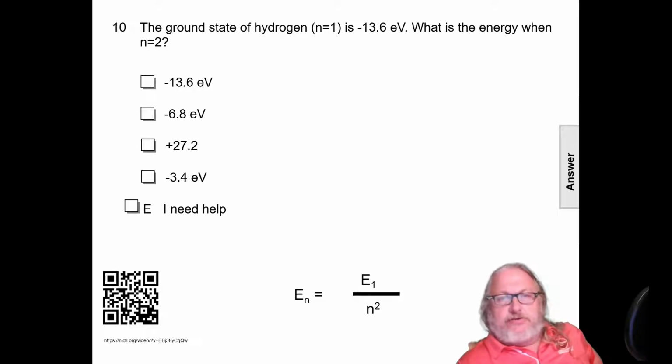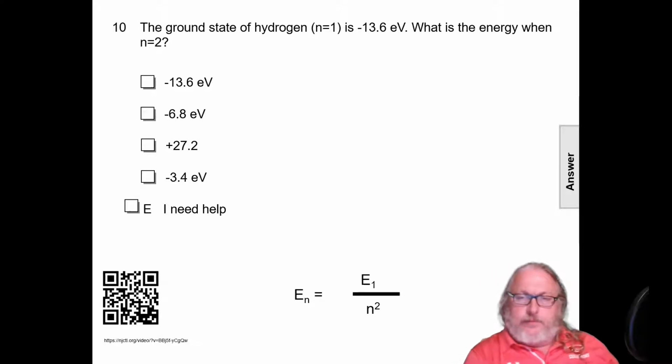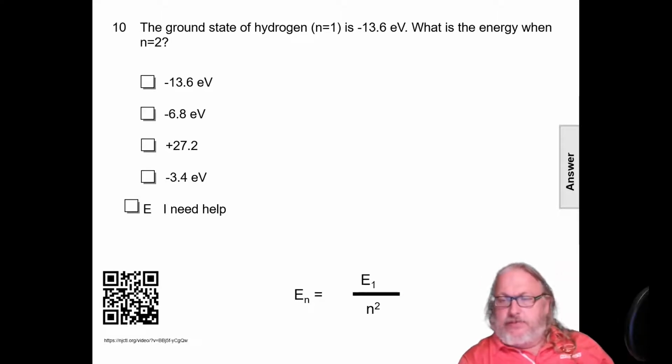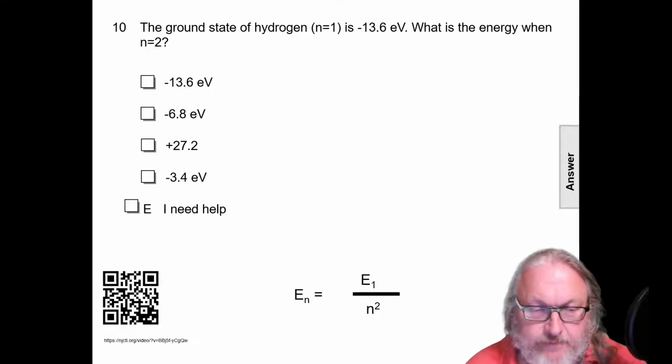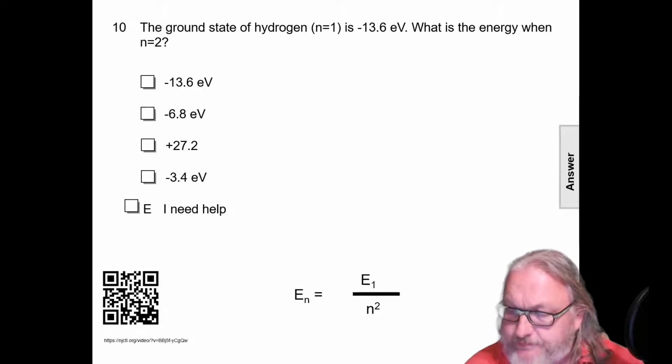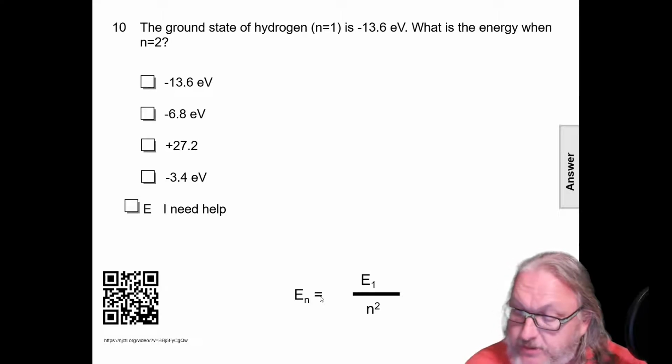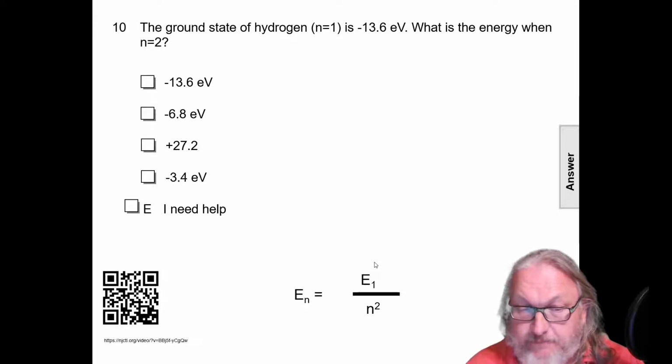What is the energy when n equals 2? Take a break and see if you can figure that out. Well, let's see what the answer is. The answer is minus 3.4 electron volts. Let's see how we got that. So E sub n, in this case E sub 2, the energy, and E sub 1, which was minus 13.6 electron volts.